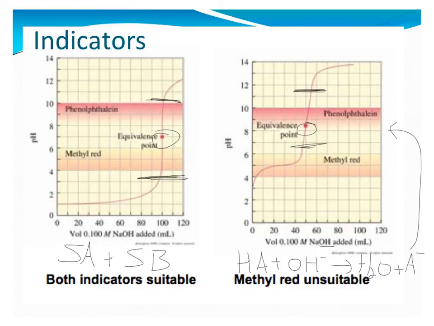So we want to find indicators that change color around our equivalence point. For weak acids, it's going to be above 7. For weak bases, it's probably going to be down below 7. And then strong acids and bases are the ones that are right at 7. So every indicator has different color ranges in different spots. And depending on what your needs are, you just need to pick a suitable indicator.